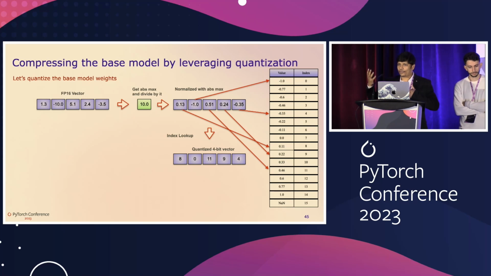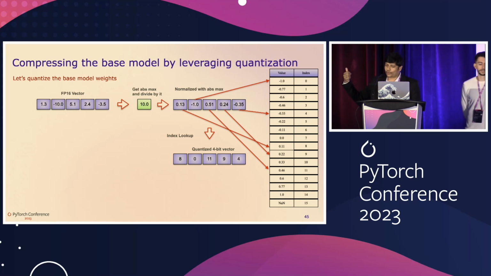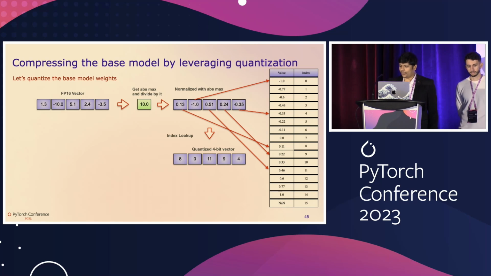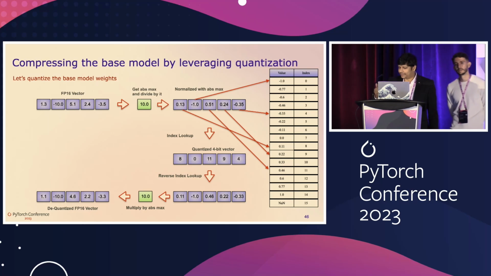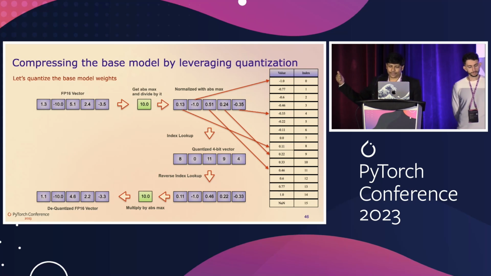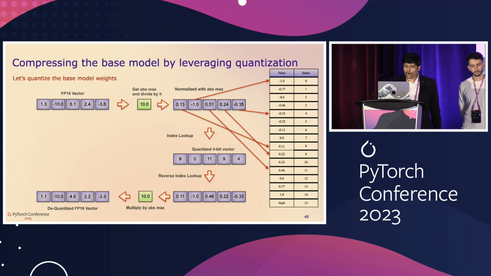Now, for forward and backward passes, we need to dequantize this quantized 4-bit vector to compute. Let's see how to do that. The first step is to do the reverse index lookup. We can see at index 8, the value is 0.11, and we do the same thing for the rest of the entries. The next step is to multiply again by the absolute maximum. This gives us the dequantized half precision vector.